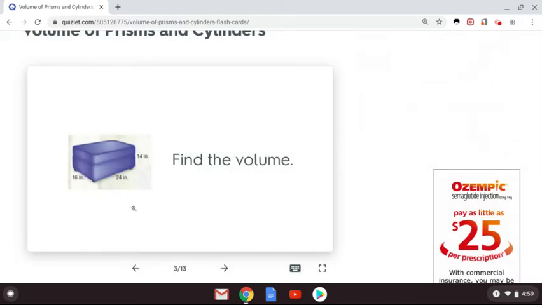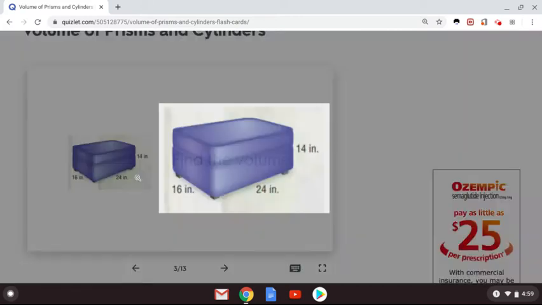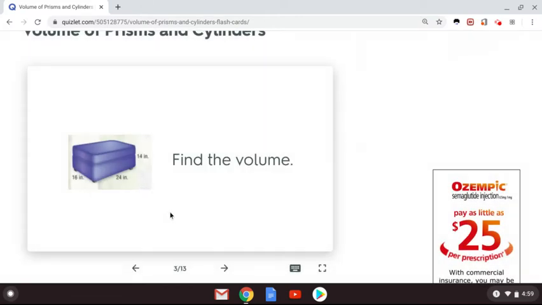But if you did not use the correct units of measurement, then that would be half of the answer that you answered correctly. So you need to make sure that you would have said 5376 cubic inches. Again, because we're working with volume here, then it's cubic. Okay, so then we move on to the next one.